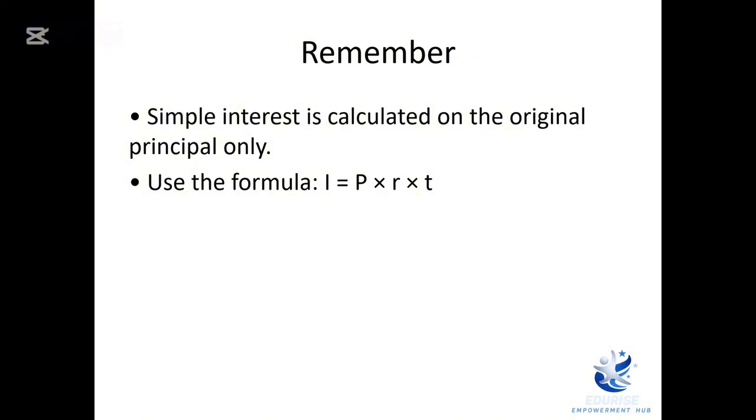Key things to remember: simple interest is calculated on the original principal only, only on the original amount that you are given in the question. The formula is interest is equal to the principal amount multiplied by the rate per year multiplied by the time in years. When you're given months, you have to convert them to years. How do you do that? You divide by 12.